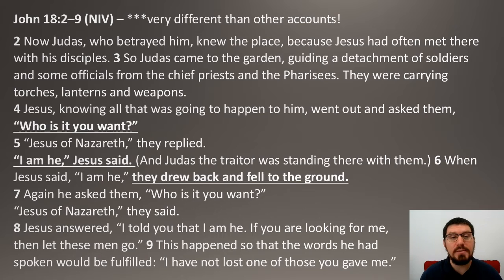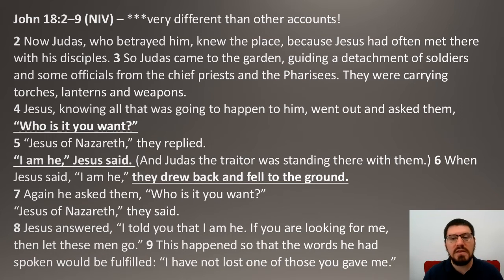Now, the really cool thing about that in Greek is he's just saying, "I am." It's the same statement as whenever God speaks to Moses out of the burning bush. I am is kind of the name of God. I am that I am. So whenever Jesus is saying, "I am he," yes, he's saying that he's Jesus. But I believe that John specifically wrote it in such a way to tell us that Jesus is saying not only that he is Jesus, but he is the I am.